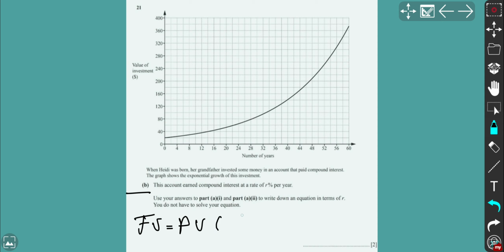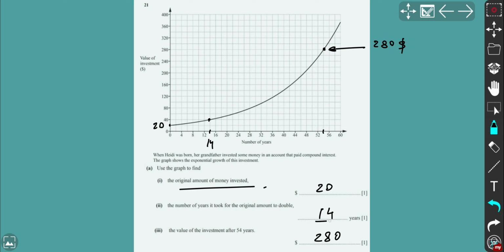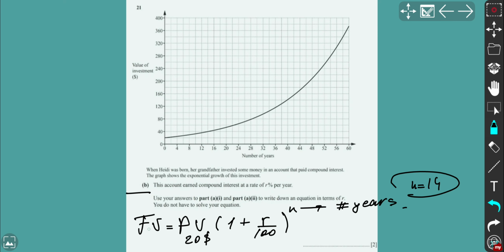So PV is the initial amount, times 1 plus the rate converted from percentage into a decimal, so you need to divide by 100, and raise to the power of the number of years, n. You need to write down the equation in terms of R. So we've got present value $20. We know that in a 14 year period, so n equals 14, according to the previous part, we have double the original amount. So that means in 14 years, future value is going to be 40 instead. We double the amount.